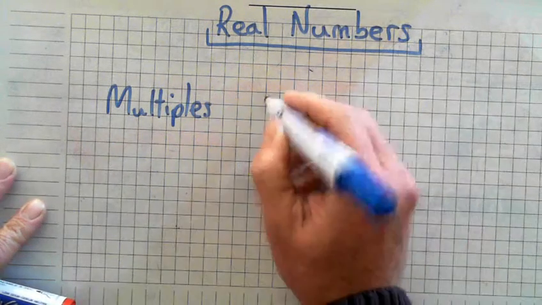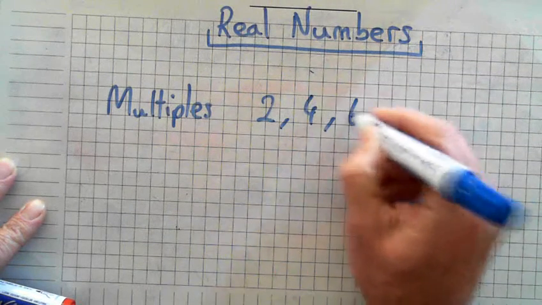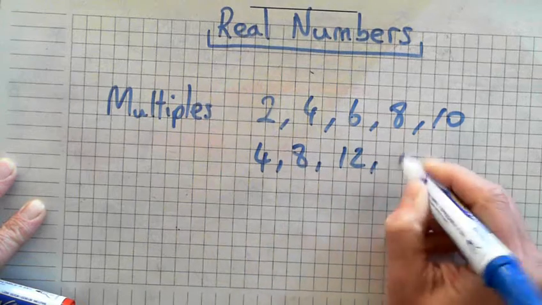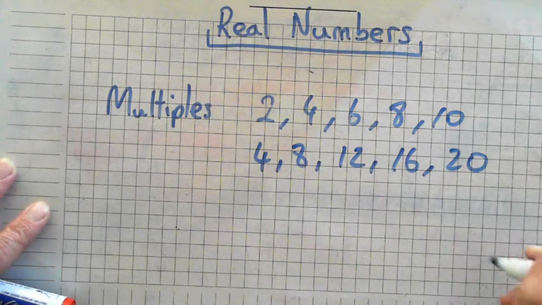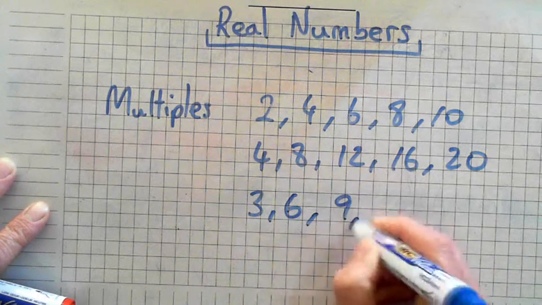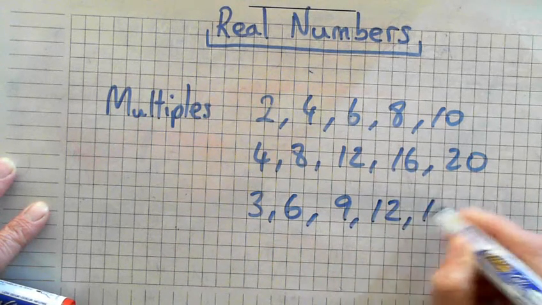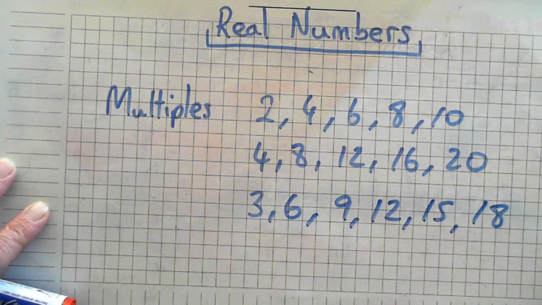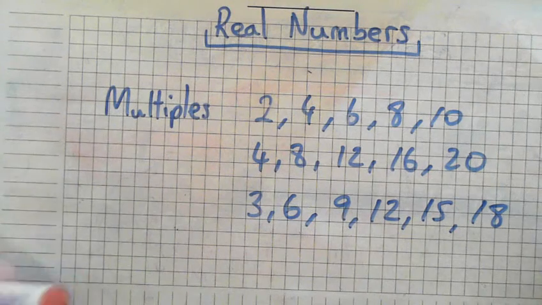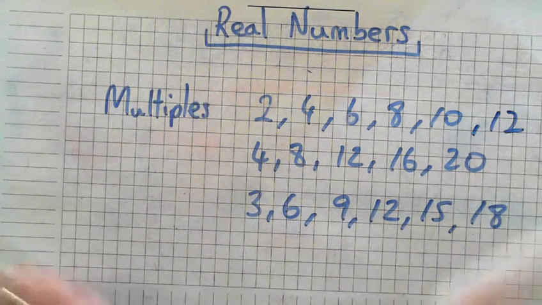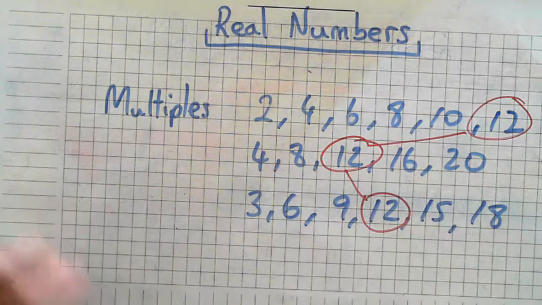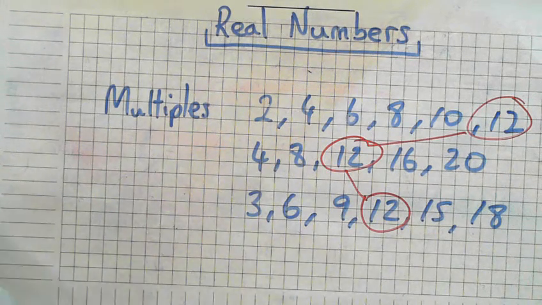Let me do a different example. So multiples of 4: 4, 8, 12, 16, 20, and of 3: 3, 6, 9, 12, 15, 18. What's the LCM of 2, 4 and 3? It's 12, isn't it? Alright, and where did we use that? What sums did we use that in?